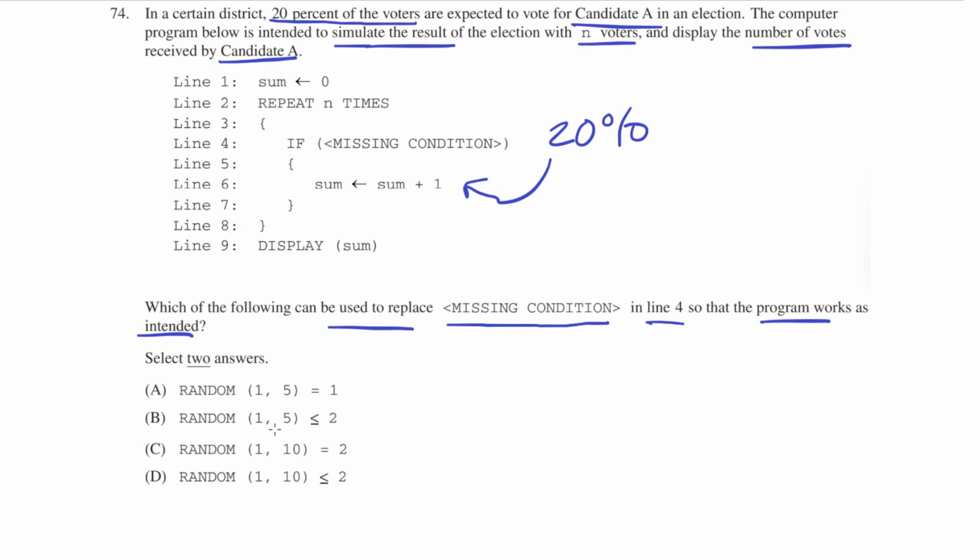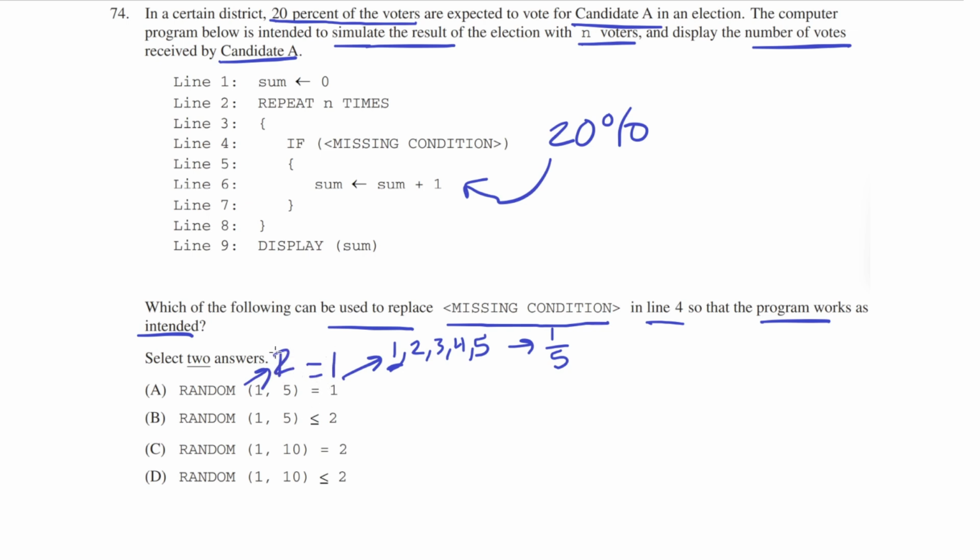So we need to find out which one of these random statements here generates a true statement 20% of the time. So here, this random statement from 1 to 5 returns a random number from 1 to 5 and checks if it's equal to 1. So in this case, there are 1, 2, 3, 4, 5 possible outcomes, and there is a 1 out of 5 chance that we get a 1. Meaning there's a 1 out of 5 chance this statement is true, because only in the case that random 1 to 5 returns a 1 is this statement true, because 1 equals 1.